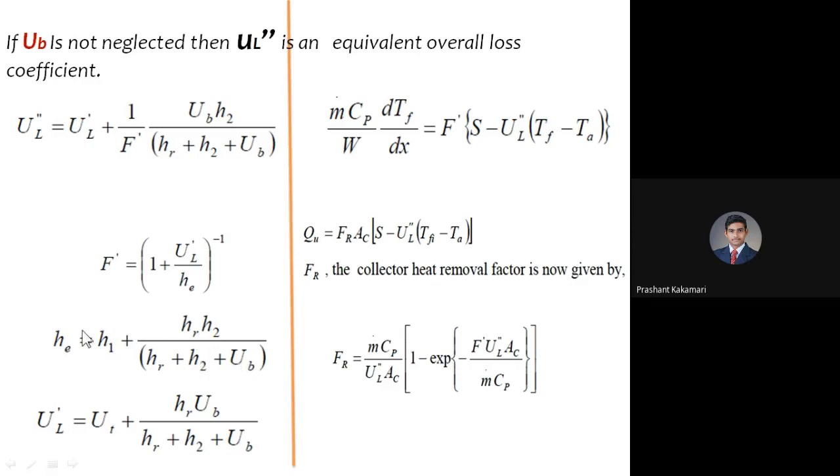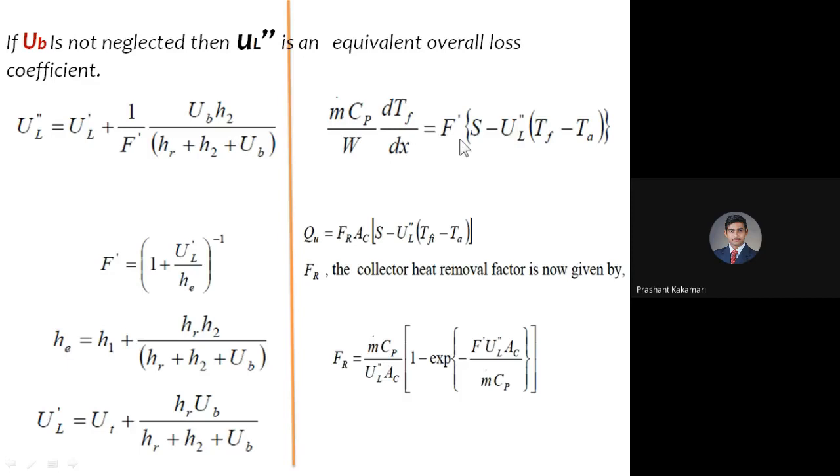If you consider, I can write HE like this. So finally, we are going to replace this UL dash by adding this entire term, and we can write the useful heat gain in either of two forms. One is the collector efficiency factor, another is the heat removal factor.